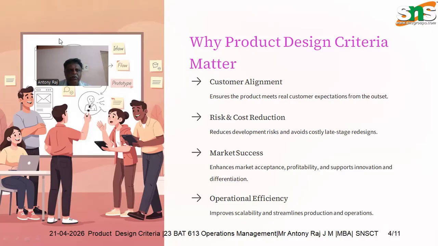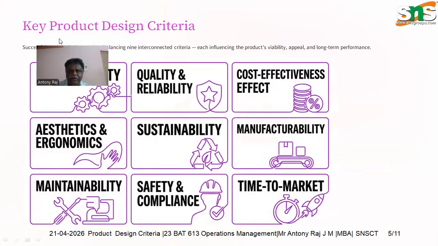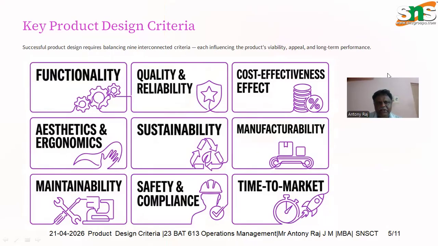Then only the customers are going to buy the product. And then operational efficiency. Product design criteria should actually increase operations efficiency, by scalability as well as streamlining the productions and operations. And these are overall the three product design criteria.